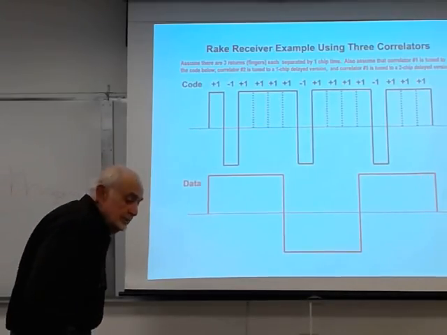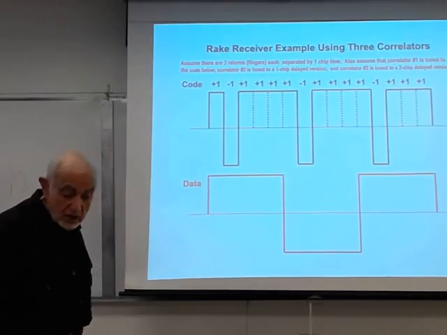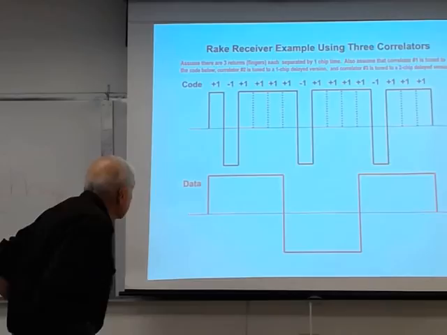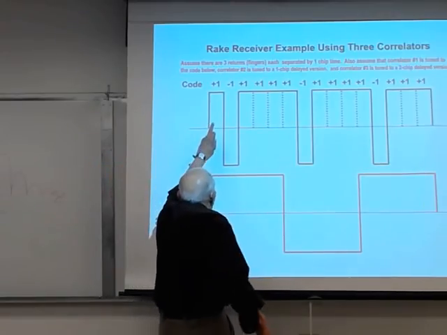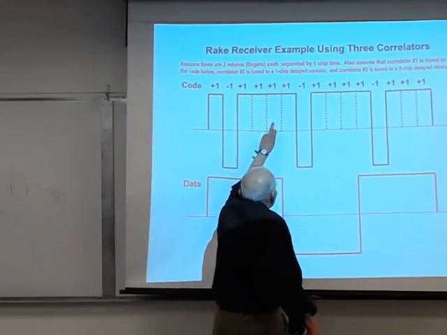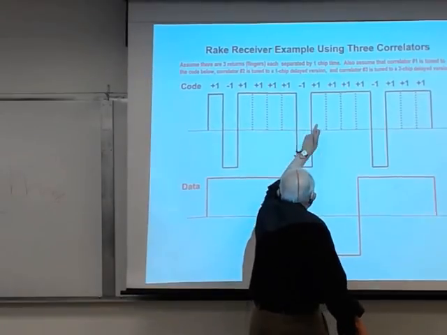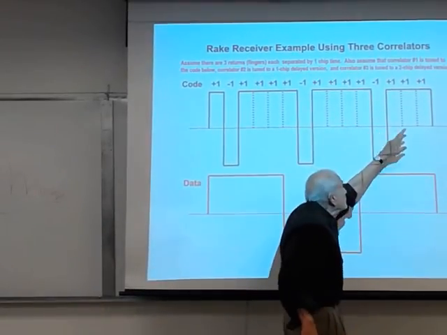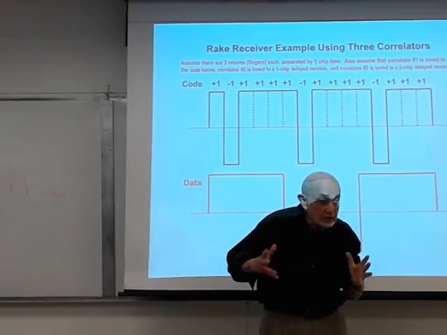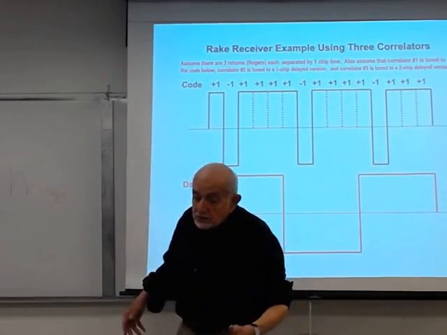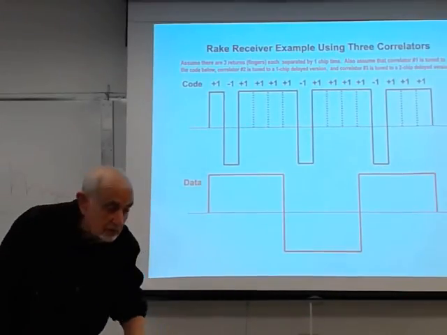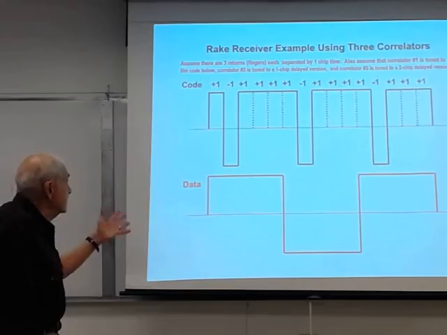So here's a code, and by the way, I'm actually using a Barker sequence code, a pretty famous code, and that is 10111. Then again, 10111, 10111. That's a short Barker sequence. I'm just using that one as an example of a code. And here is the data.